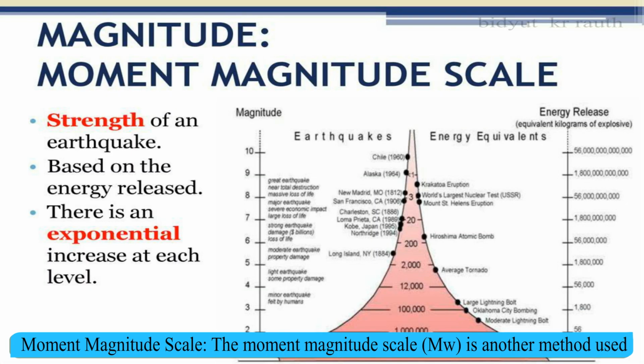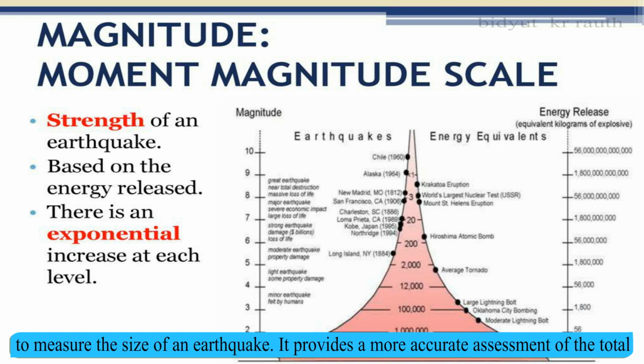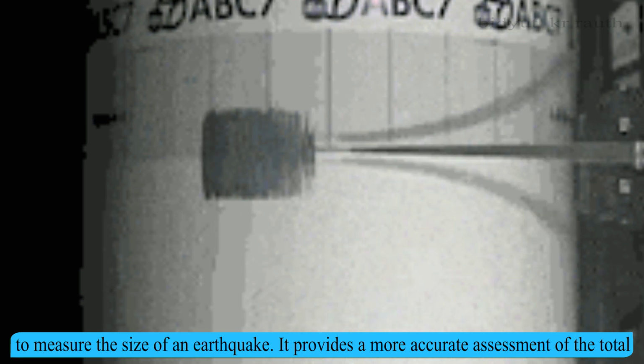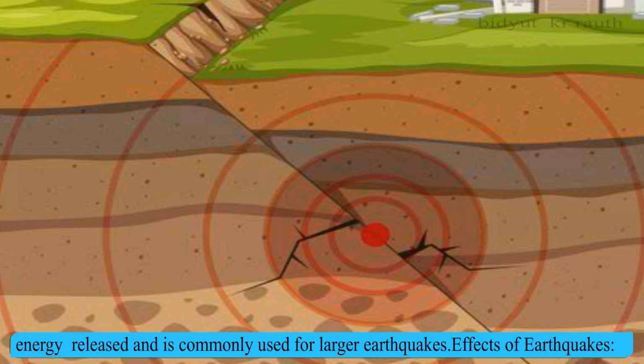B. Moment magnitude scale. The moment magnitude scale, MW, is another method used to measure the size of an earthquake. It provides a more accurate assessment of the total energy released and is commonly used for larger earthquakes.